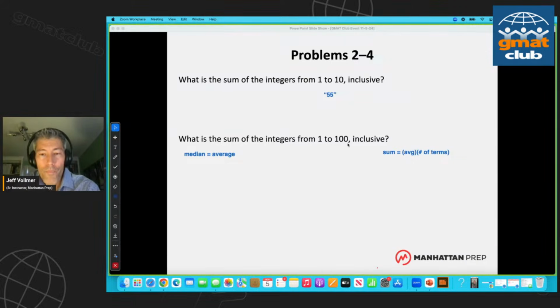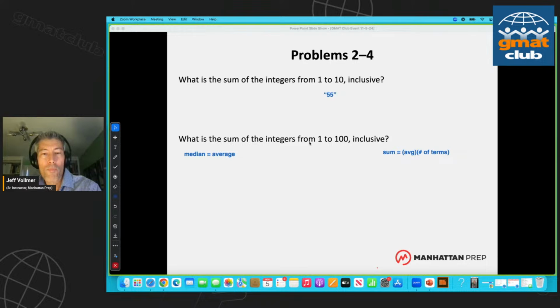So sum is equal to average times the number of terms, because again, we can just invert that average formula. Again, we're so used to finding the sum first and then using it to determine the average, but there's nothing that says you have to find the sum first. We could actually find the average first and use it to find the sum.